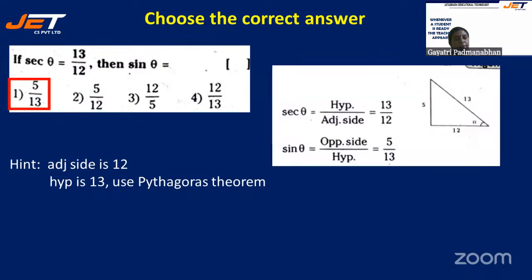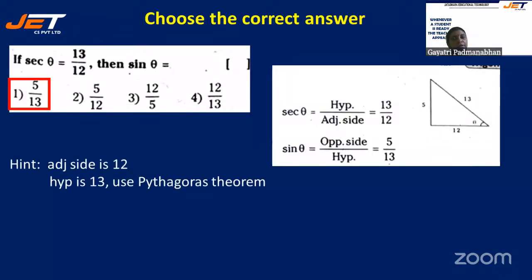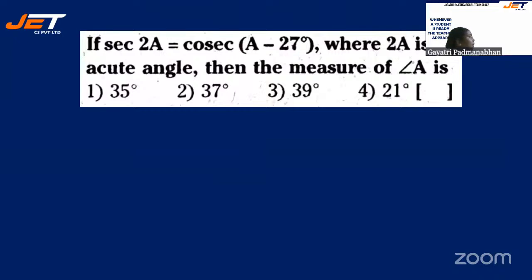So by taking the Pythagoras. Clear? So secant theta is just hypotenuse by adjacent side, which is 13 by 12. Okay. Right. So sine theta we know, it is 5 by 13. Right? Okay. So it becomes 5 by 13. All right. See the next question.